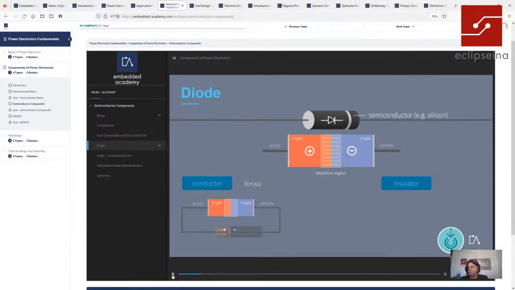Current can flow. This is called forward bias. The positive side of the source is connected to the anode and the negative side to the cathode.